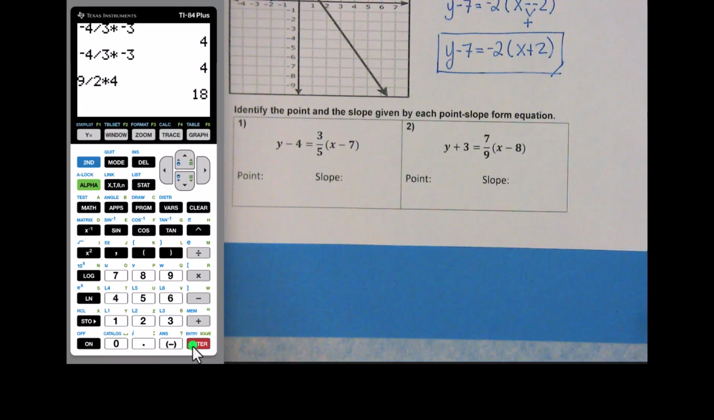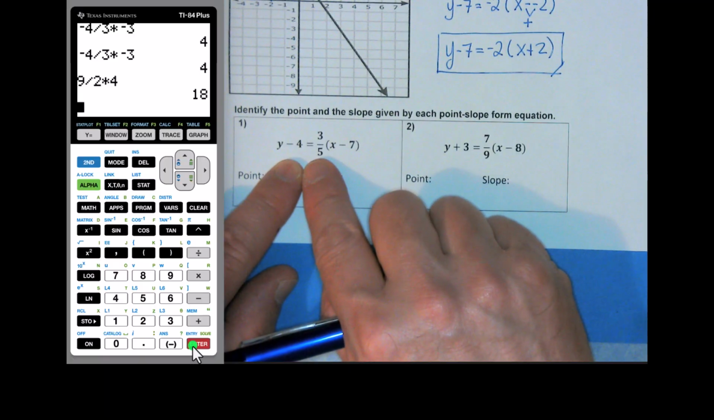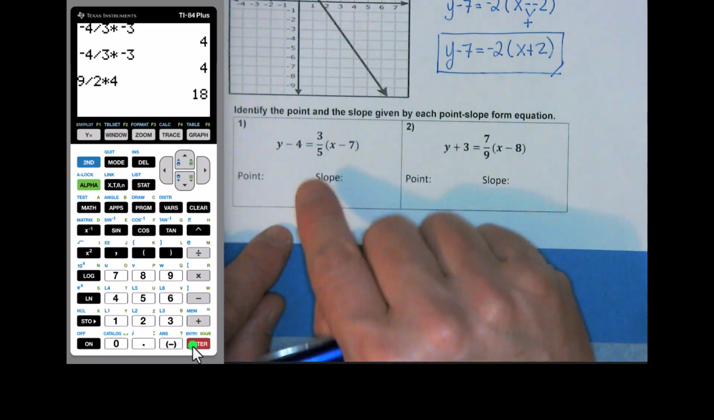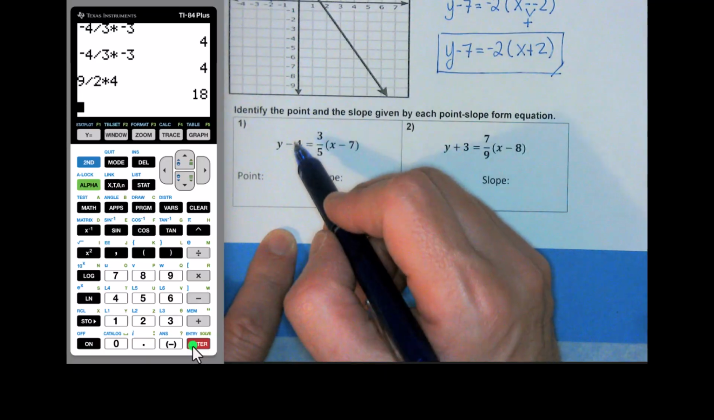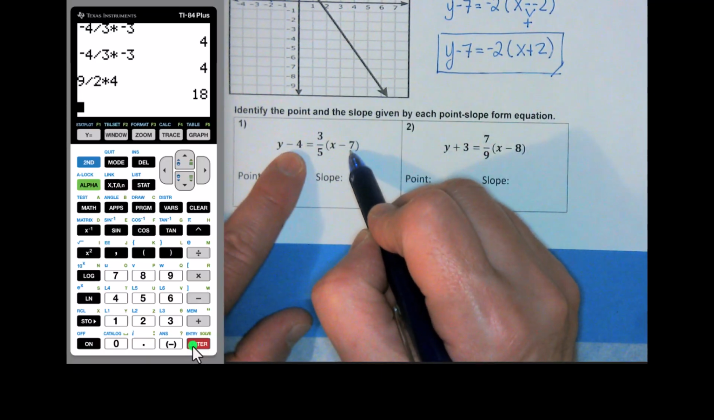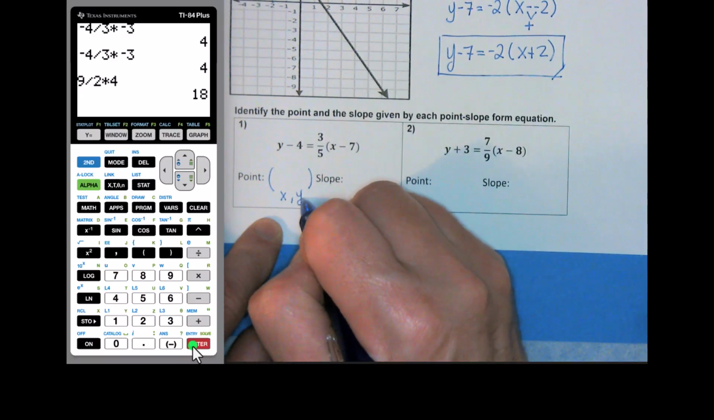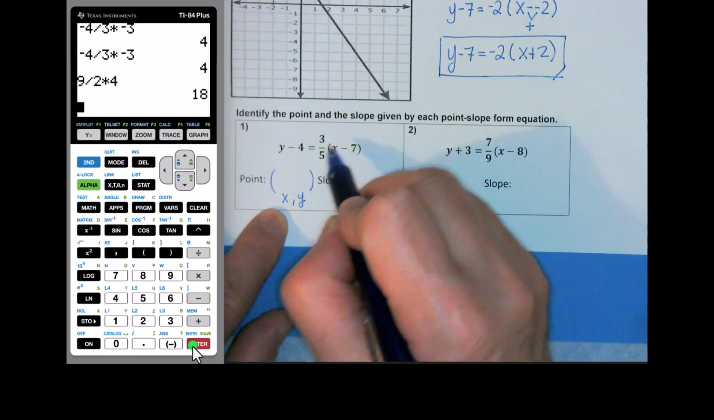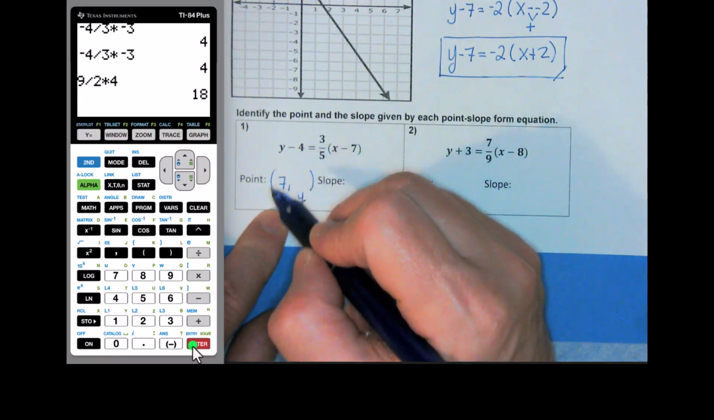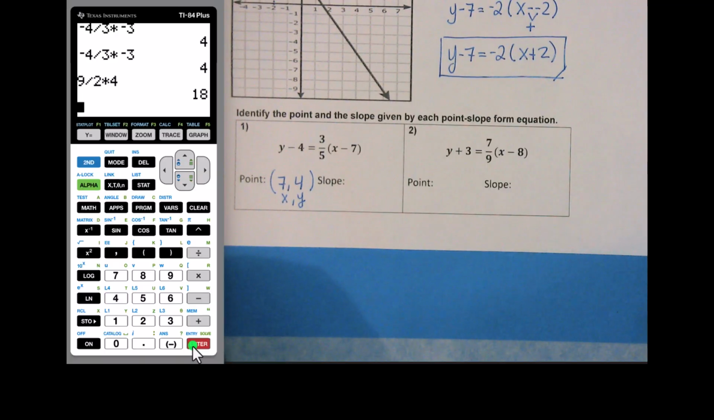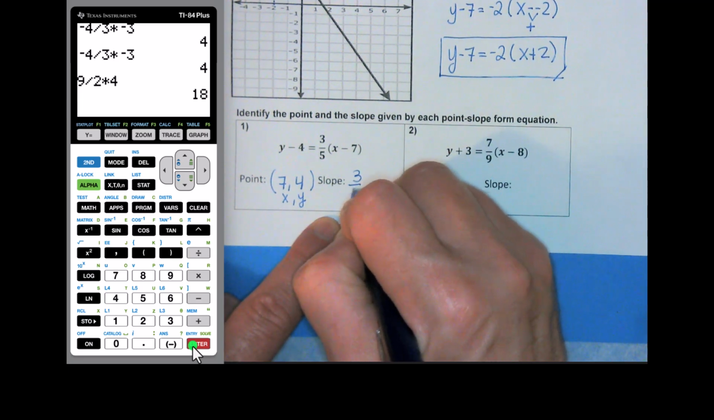Okay, last problem. Let's say I have something in point-slope form, and I ask you to identify the point that this line is going through, represented in the point-slope form. So basically, the point is right here, these numbers right there. Remember this is x, this is y. The x, all you have to do is take it out, but you change the sign. It becomes positive 7. And here, you take it out, 4 becomes positive 4. And what is the slope? The slope is that number right there, that fraction, 3 over 5.